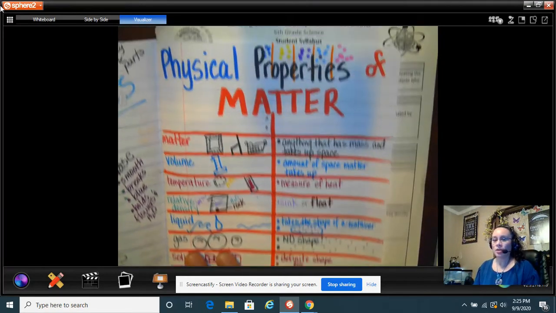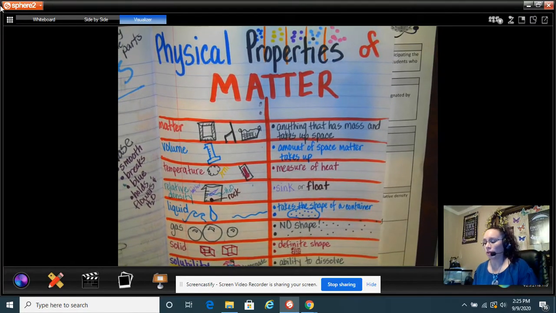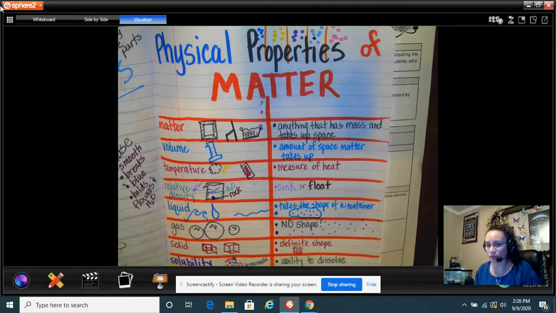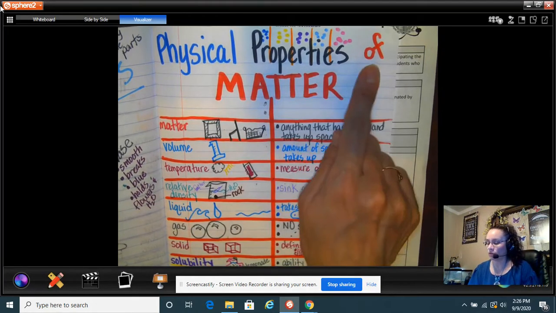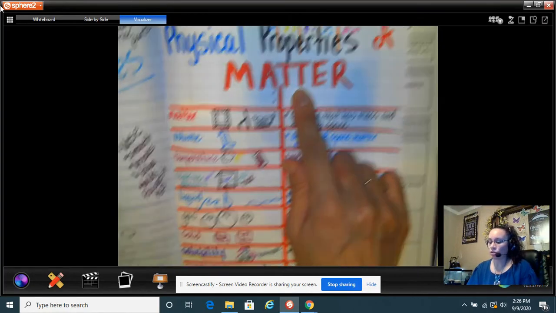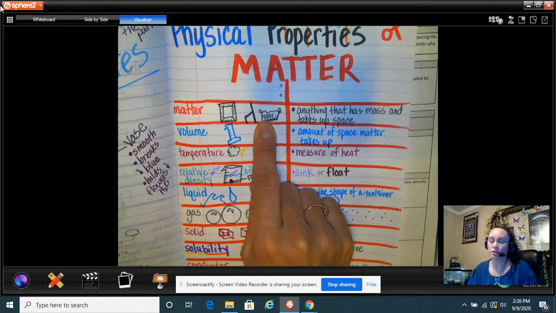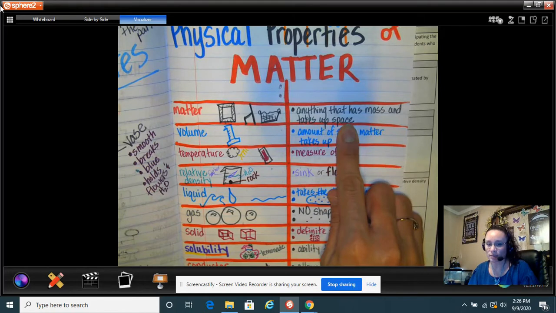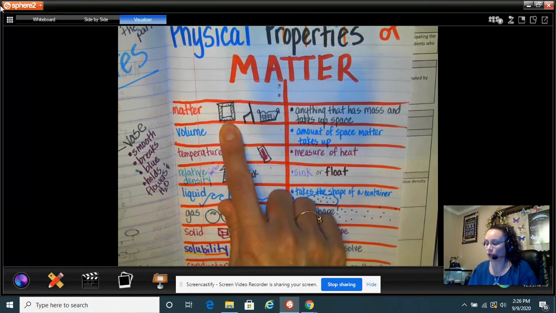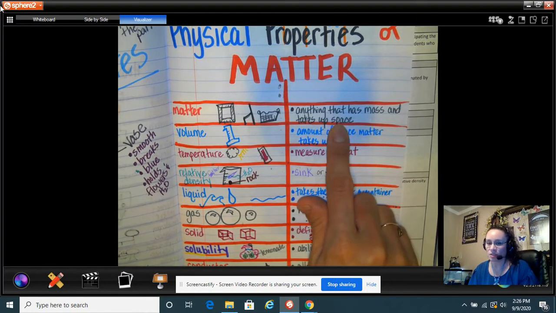Okay, on the next page, on the right side, I should have the vocabulary words that I have in my syllabus. Okay, the title is Physical Properties of Matter. And the first word I have is matter. I drew 3 little pictures of what matter is, and it's anything that has mass and takes up space. Okay, so I drew my picture frame, a chair, and my basket. All of those things are matter because they have mass and take up space.